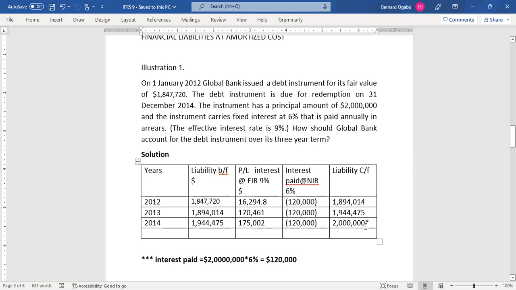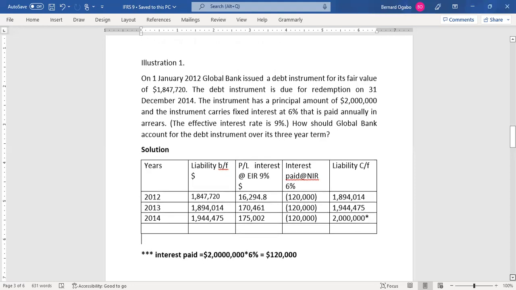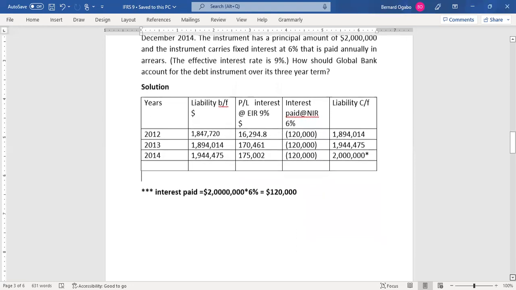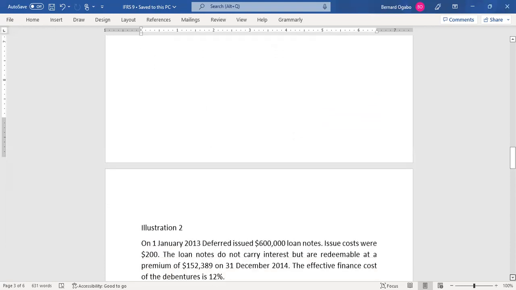So that is the first example. In this example, we have two interest rates, the nominal interest rate and the effective interest rate. And we have two amounts, the discounted value and the principal amount. The interest payable is applied on the principal, not on the discounted value. Meanwhile, the effective interest rate is applied on the discounted amount to amortize the interest over the useful life of the asset. That takes us to illustration 2.